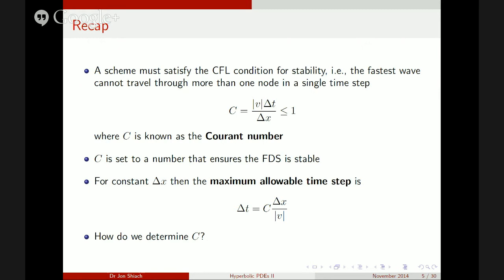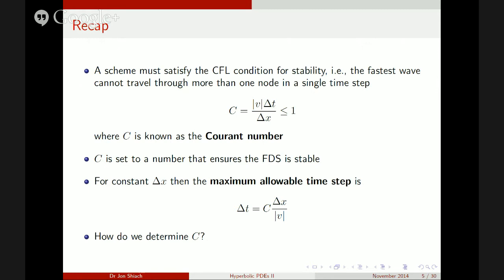In practice, C is set at a number that ensures that our scheme is stable. What we should say about the Courant number is that the CFL condition must be satisfied in order for a scheme to be stable. But just because it is satisfied doesn't mean the scheme is stable. It's a necessary criterion, but it isn't a complete one. You could satisfy the CFL condition and still have an unstable scheme, so you can't just stop there.